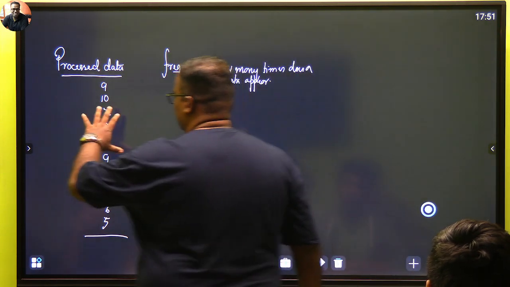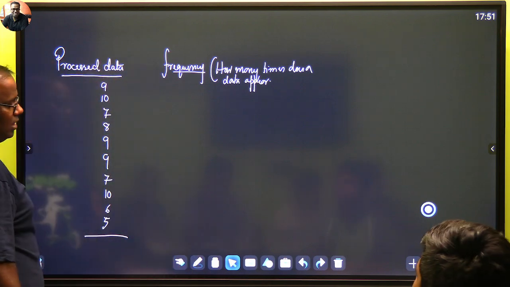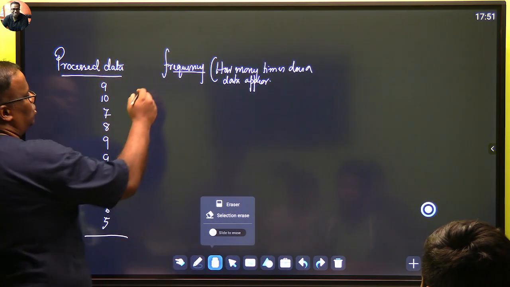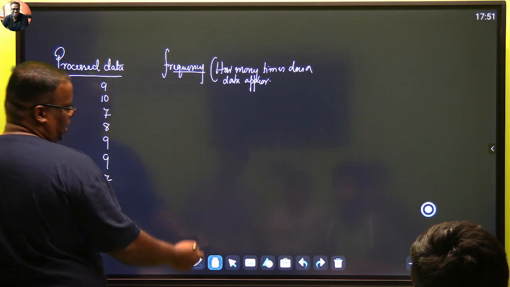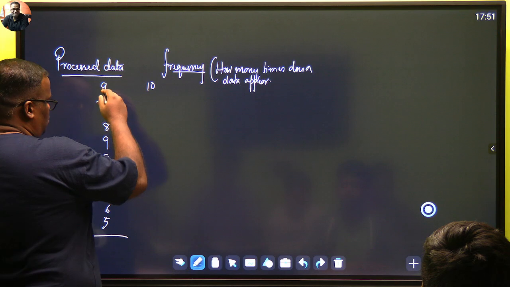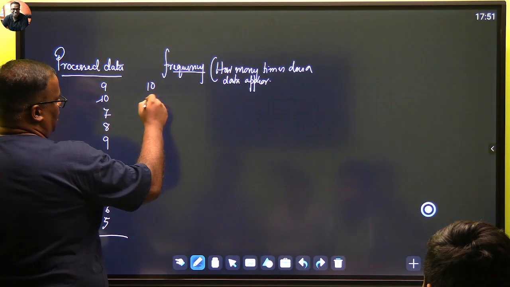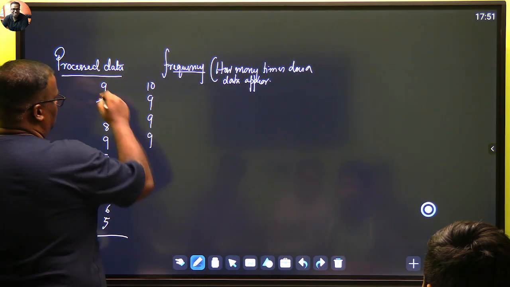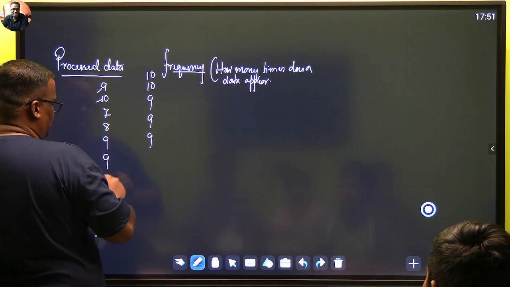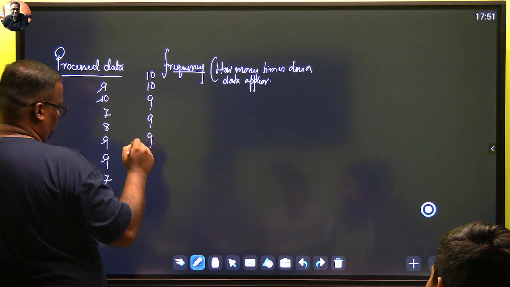First of all, let us arrange this data into either an ascending or a descending pattern. चलो इसको descending pattern में arrange कर लेते हैं. So first we will have a 10. The 10 is gone off. How many nines? 1, 2, 3. So we have 3 nines. Okay, we have 2 tens. So the 2 tens are gone. The 3 nines are gone.